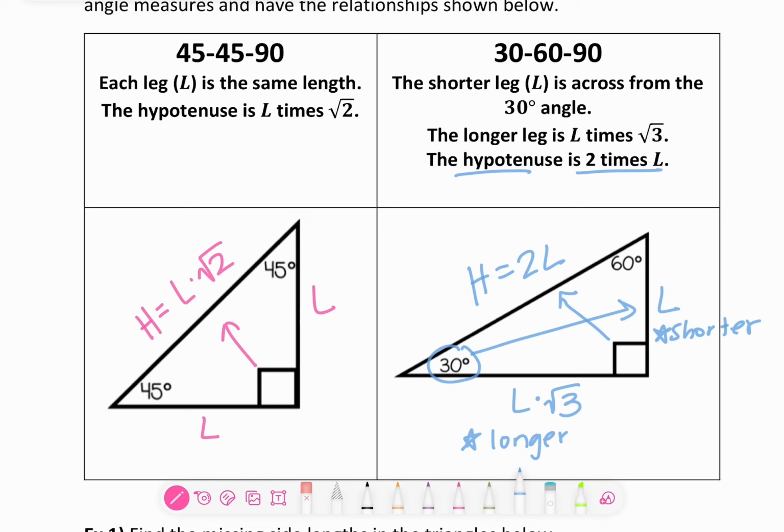Keep in mind, that shorter leg decides everything else. Notice that if the shorter leg is L, all you do is multiply by 2 for the hypotenuse and multiply by the square root of 3 for the longer leg. If you don't have the shorter leg, you do have to find it before you can find whatever else is missing. For example, if you had 2L and you needed to find L, you would just go backwards to find L by dividing by 2. If you have, for example, L square root 3, you have the longer leg, you need to find L, you would divide by square root 3. And I'll show you how to do that.